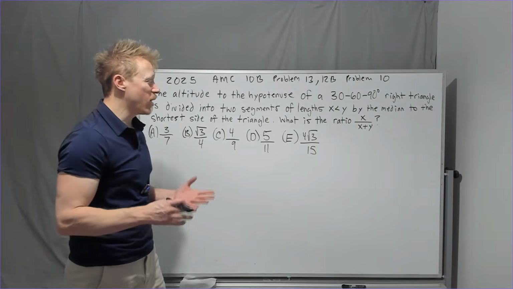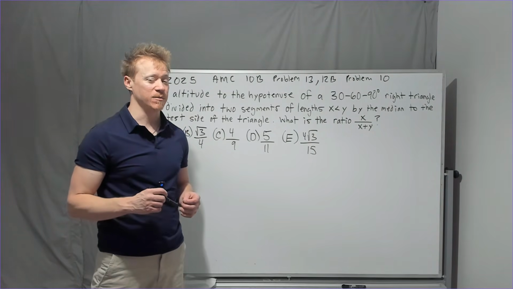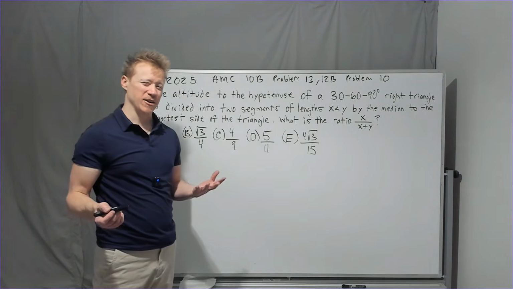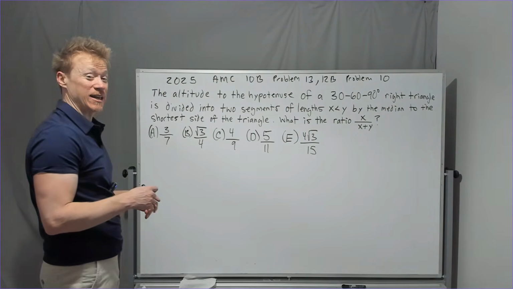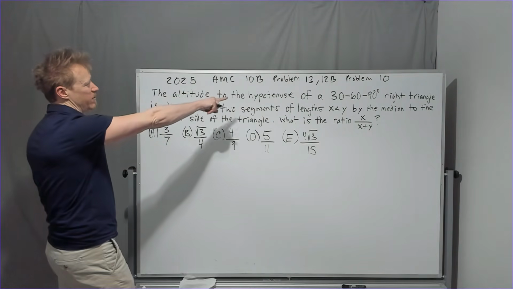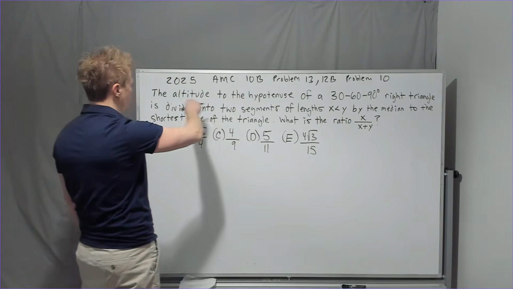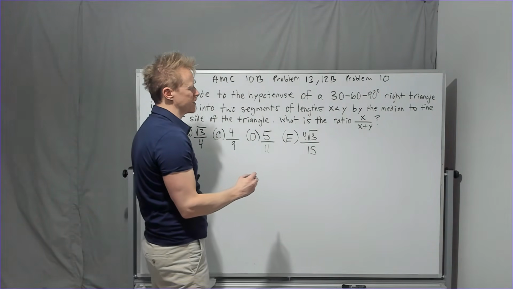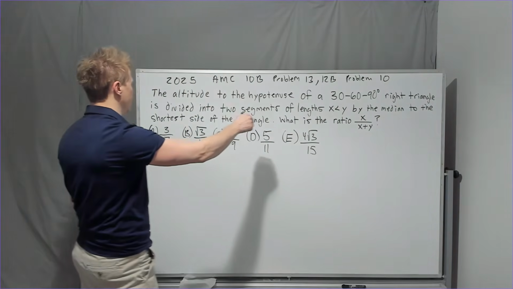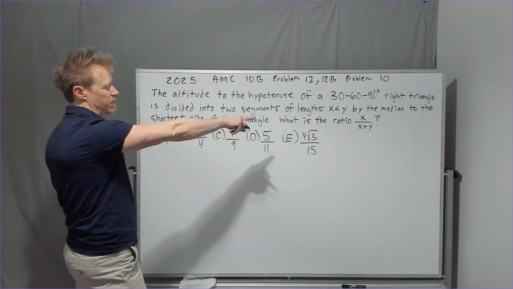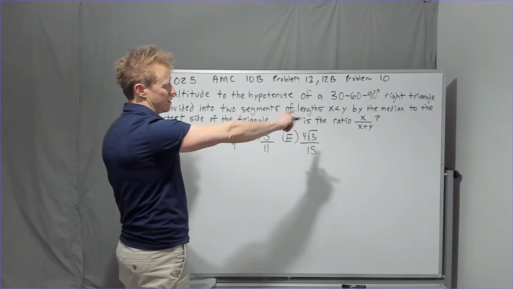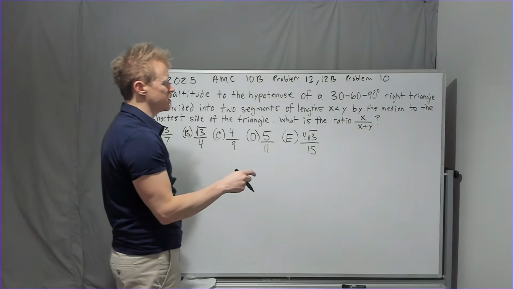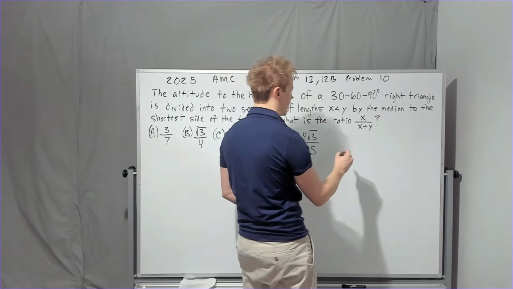We'll get to problem 10. Okay, and this was one of the most interesting problems on this year's test. It was kind of a lot of fun, depending on your definition of fun or your connotation for it. It's 2025 10B problem 13, 12B problem 10. The altitude to the hypotenuse of a 30, 60, 90 right triangle is divided into two segments of length x less than y by the median to the shortest side of the triangle. What is the ratio of x over x plus y?